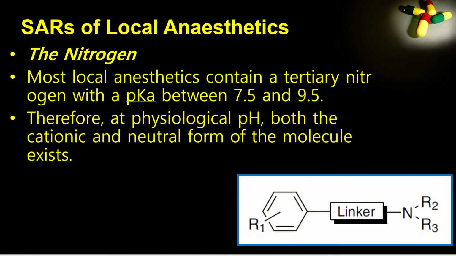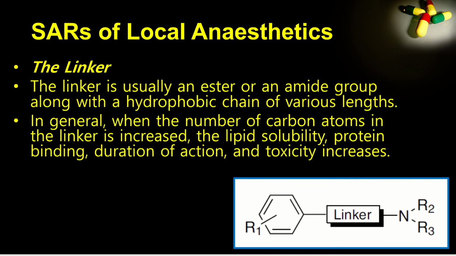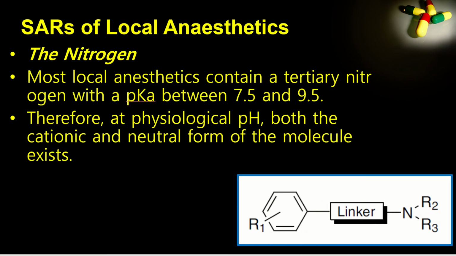The nitrogen. So most local anesthetics contain a tertiary nitrogen with a pKa between 7.5 and 9.5, as we mentioned already. And so therefore at the physiological pH, which is about 7.4, both the cationic and the neutral form of the molecule exist. And obviously, as we mentioned, it has to be tertiary. And at the physiological pH, both forms exist. And remember, when we were looking at the mechanism of action, we saw both the cationic and the neutral form.